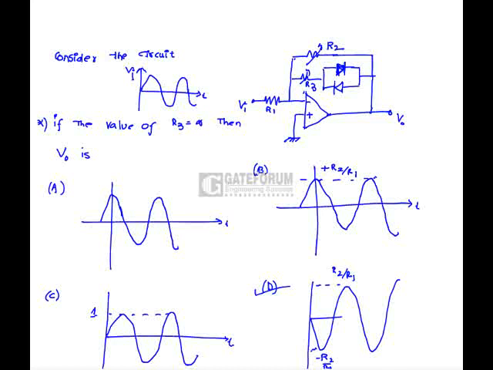Whenever R3 is equal to 0, if VI is greater than 0, that is, if VI is positive, V0 is negative. If V0 is negative, one of the diodes will surely conduct. So the voltage in the feedback, across the diode, is nothing but the output voltage. So it is clipped off to 0.7. If VI multiplied with gain is greater than 0.7, and if VI is less than 0, V0 is going to be positive, still one of the diodes is going to conduct, so it is clipped off to 0.7 volts again. So hence option A is correct.